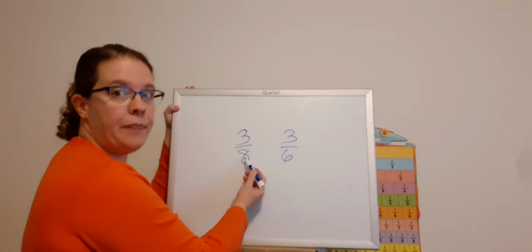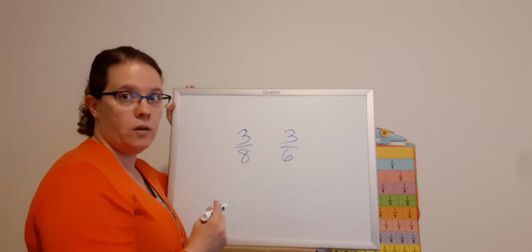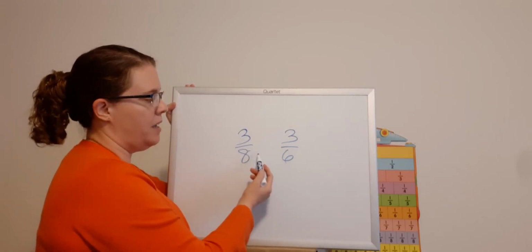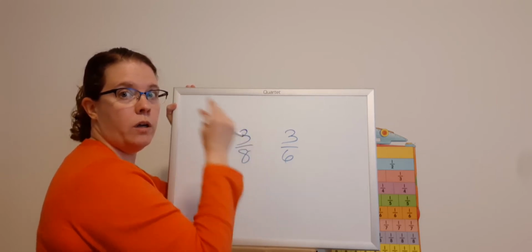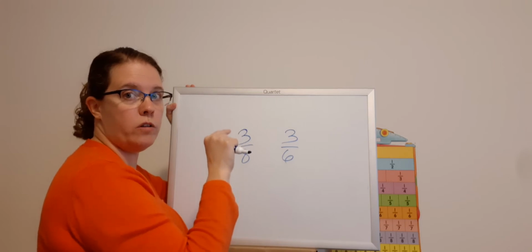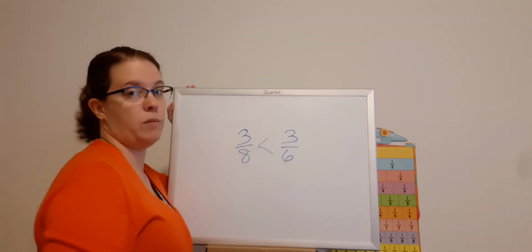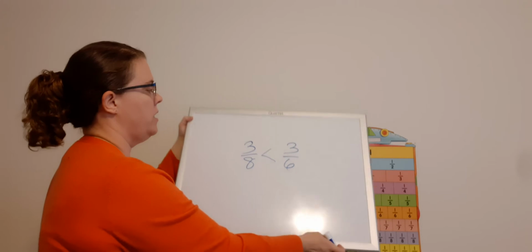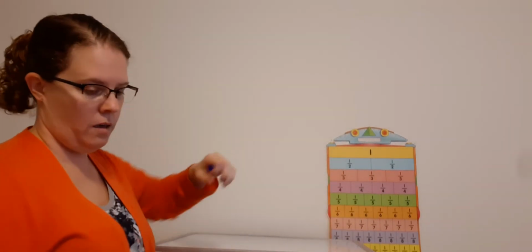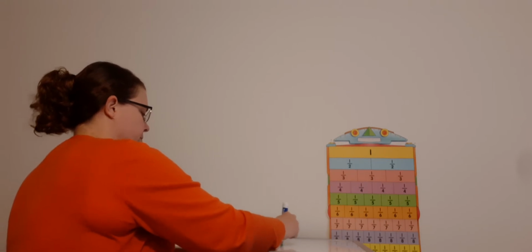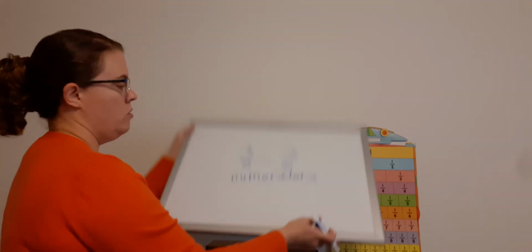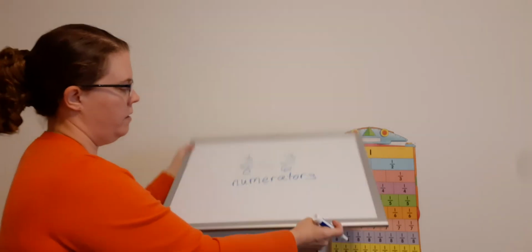Now I have to say eighths or sixths. So is eighths going to be less than, greater than sixths? Remember, the higher the number, the smaller the pieces. So eighths is going to be less than sixths. So 3/8 is less than 3/6. And the strategy, numerators. Okay.